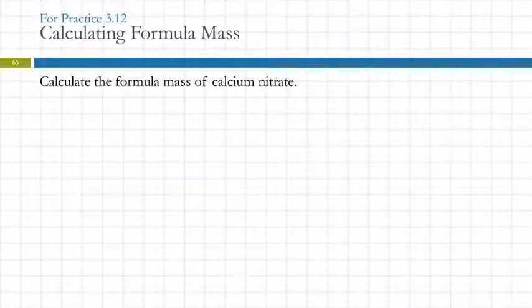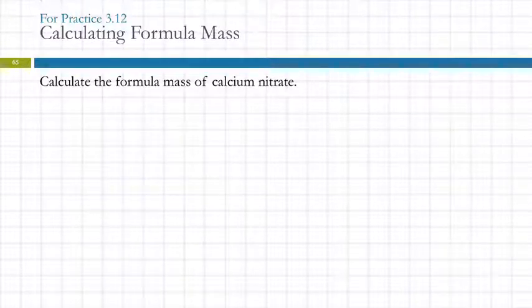So let's do an example. And we're going to practice some nomenclature in here as well. Calculate the formula mass of calcium nitrate. Well, to find the formula mass, we need the formula, right? So calcium nitrate, what kind of a compound is that? Ionic. It's ionic because the first element is calcium. So we need to write the formula.